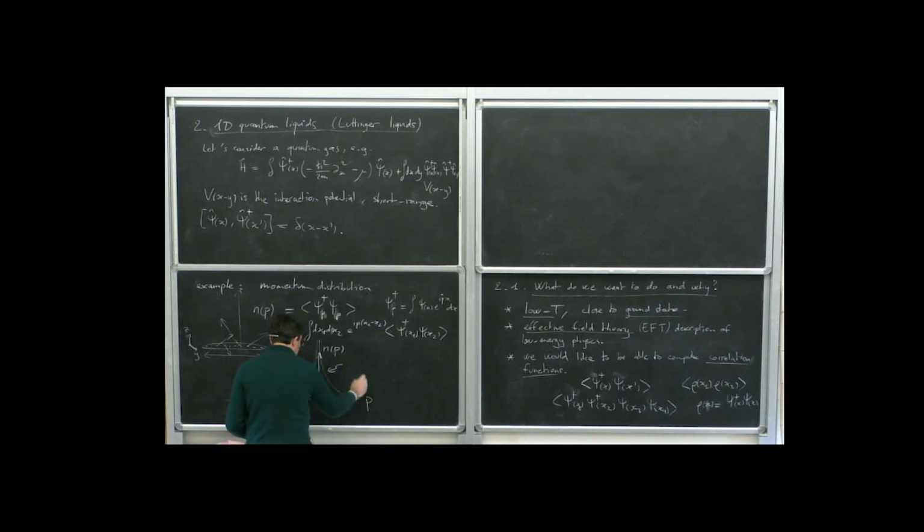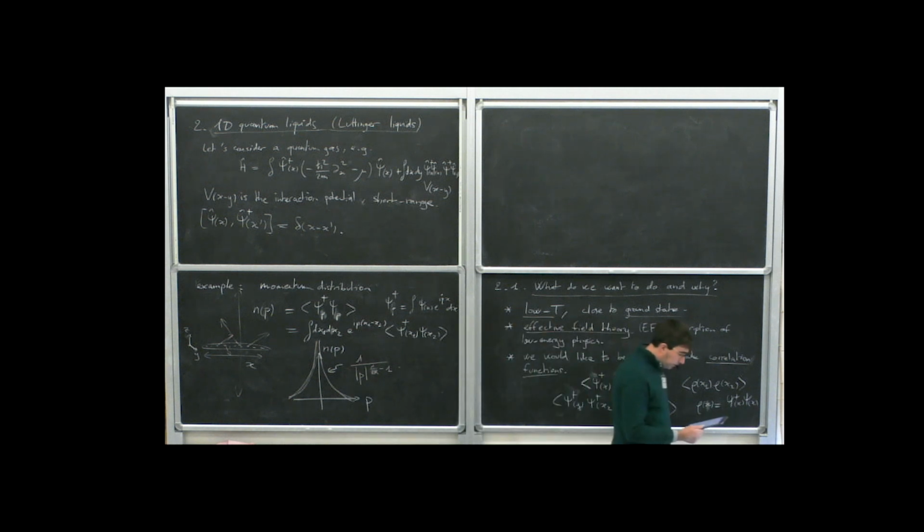This chalk is really bad. So this goes as 1 over p to some exponent, and this is something they can measure. We'll see later that there's a good reason for writing this exponent as 1 over 2K minus 1. This is the kind of result you can get from this effective field theory description.